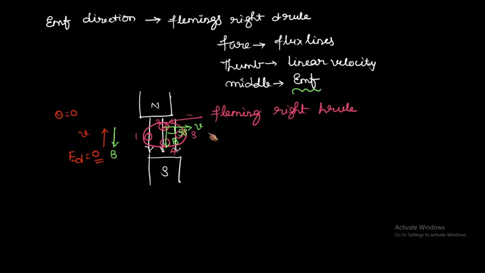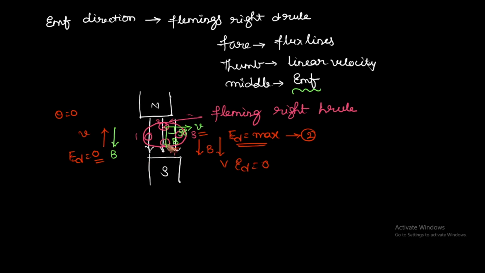Next, in the second position, v will be like this and B is like this. So at the second position the theta will be 90 degrees, so the dynamically induced EMF will be of maximum value at position 2. At position 3, once again the flux lines are traveling like this and the linear velocity on the conductors will be in this direction only, so here also the dynamically induced EMF will become 0.